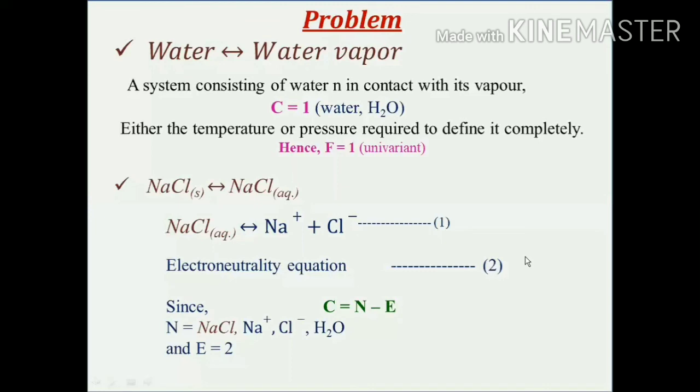So the number of equations has come out to be 2 from these 2 equations. And what will be the number of species? 1, 2, 3, and 4, right? So the number of components will be 4 minus 2. That gives me the answer of 2. So the number of components for this system will be 2. This is how we go on solving the problems, right?